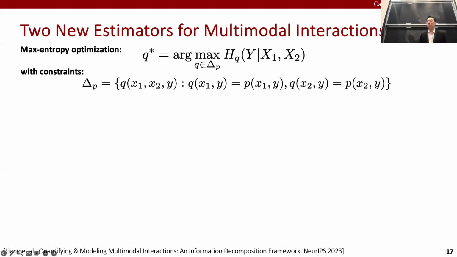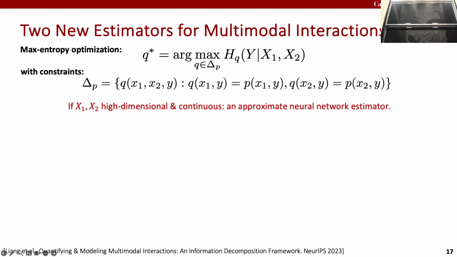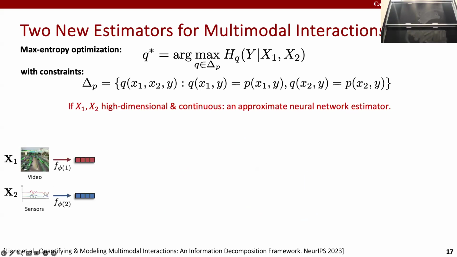The second estimator is more suitable for settings where your modalities are not small and discrete in support, which happens in many natural settings. Let's say you have high-dimensional data that's continuous in nature, videos, sensors, and so on. Now this problem becomes more challenging because you can't even write down the distribution Q, because there's an infinite support over your possible videos and infinite support over your possible sensors. So instead of solving Q exactly, we're going to solve it approximately.